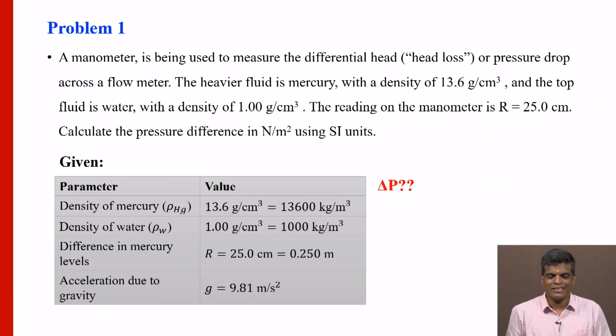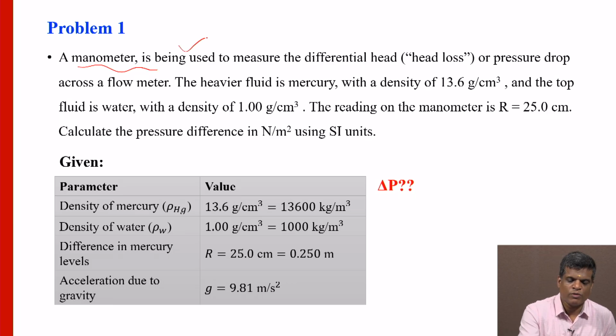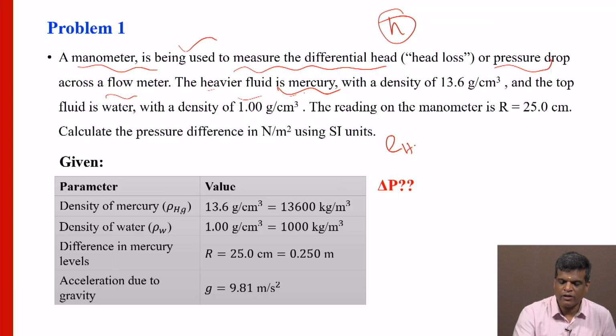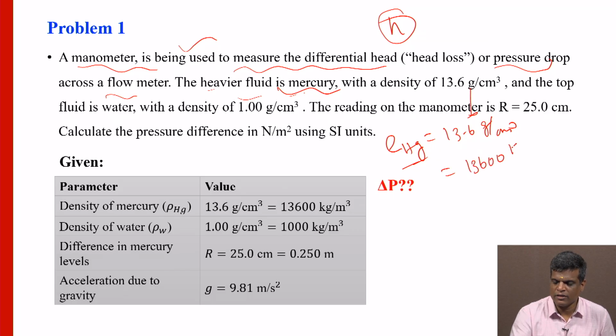So next is problem 1. We will see it's a very simple problem. A manometer is being used to measure the differential head, that is the value of H, or the pressure drop across the flow meter. The heavier fluid is mercury, with a density of 13.6 gram per centimeter cube. Converting to kg per meter cube, it is 13,600 kg per meter cube.